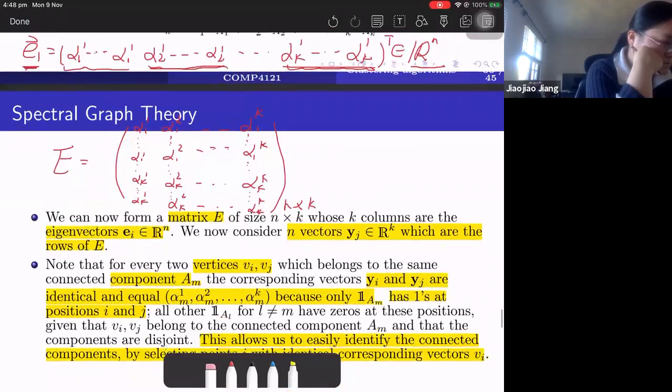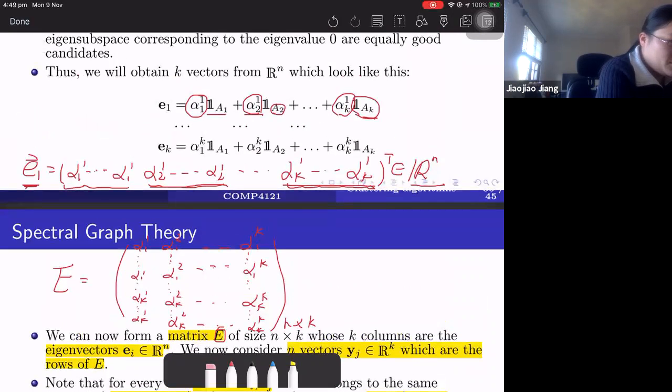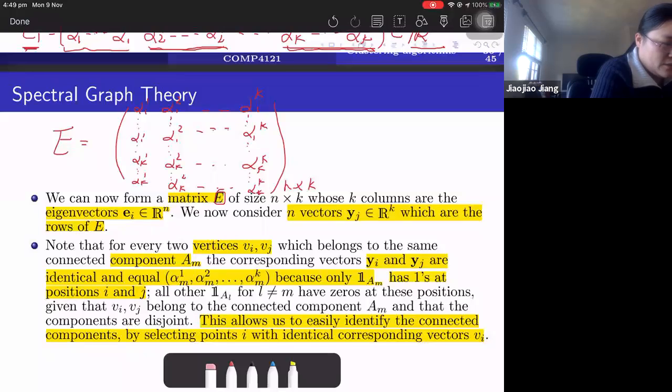Now we can form a matrix E of size n times k, because we have k eigenvectors E1 to EK. So we can form a matrix E of size n times k, whose k columns are the eigenvectors Ei. So let's say this is E1, E2, EK. Is this correct? Hang on. Yeah, that's right. All right, so this is about matrix E.